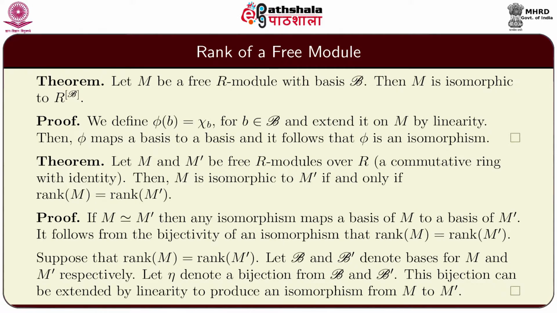Now suppose that rank of M is equal to rank of M dash. Let B and B dash denote bases for M and M dash respectively. We know that rank of M is equal to rank of M dash, and therefore cardinality of B is the same as cardinality of B dash, which means that there is a bijection from B to B dash; call it eta. This bijection can be extended by linearity to the whole of M. So this eta gives rise to a homomorphism from M to M dash, and this is an isomorphism because it maps a basis to a basis.